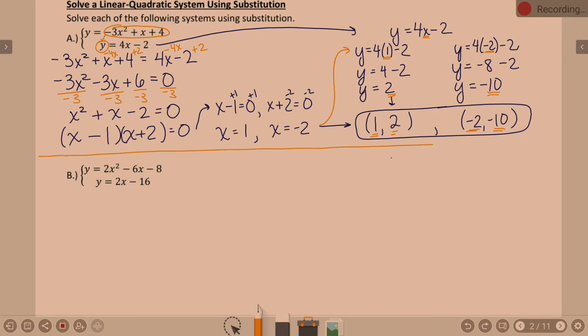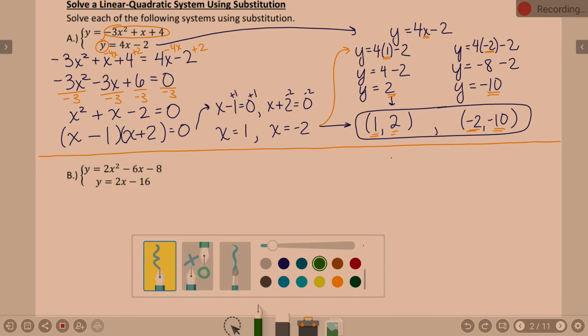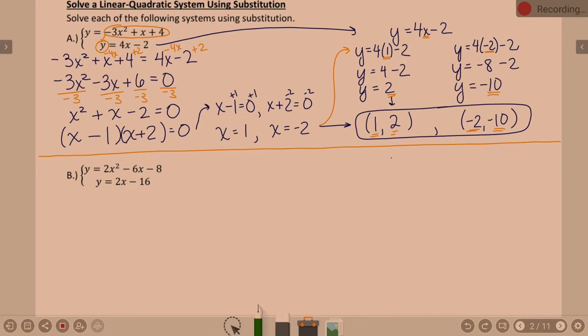So, again, all skills we kind of know, putting it together into one problem. So let's try B. My goal is to solve. I have a system of equations. They're both y equals, so what can I do? Set them equal to each other. Doesn't really matter which way. You're just going to end up setting them equal to each other. So 2x squared minus 6x minus 8 equals 2x minus 16.